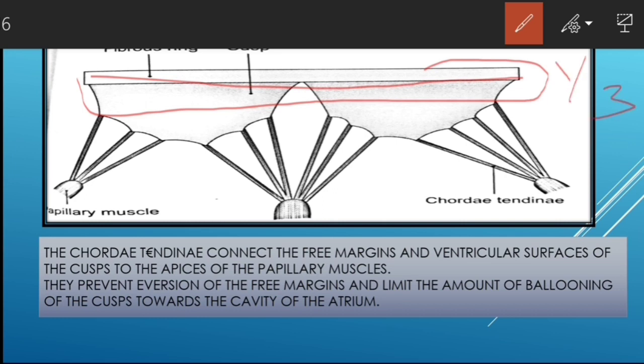The central part of the cusp is nourished directly from the blood in the cavity of the heart. This is the blood supply.